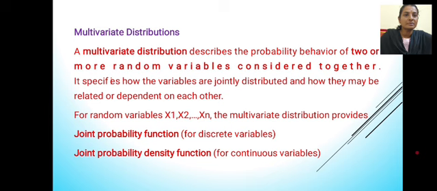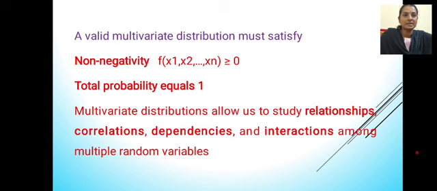Multivariate distribution. A multivariate distribution describes the probability behavior of two or more random variables considered together. It specifies how the variables are jointly distributed and how they may be related or dependent on each other. For random variables x1, x2, ..., xn, the multivariate distribution provides a joint probability function and joint probability density function.